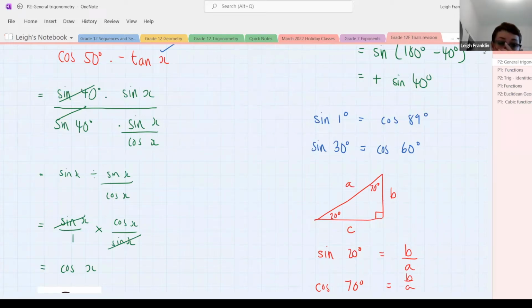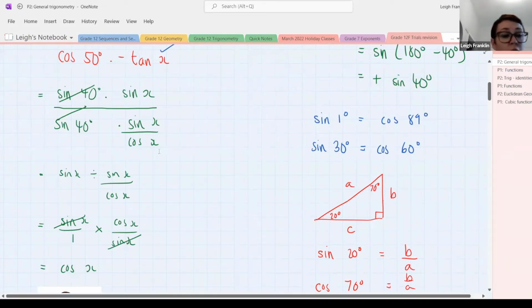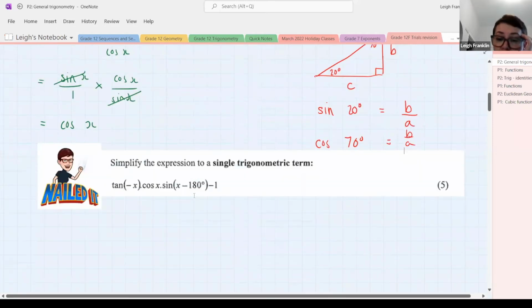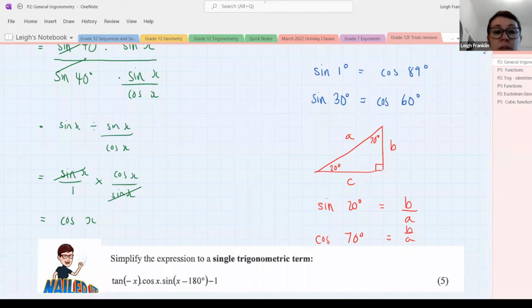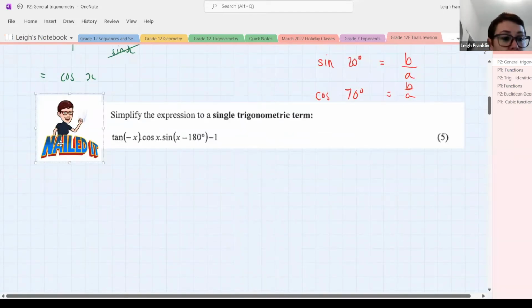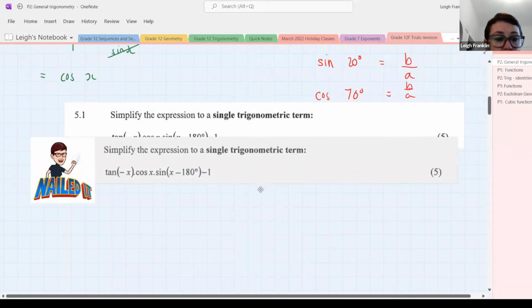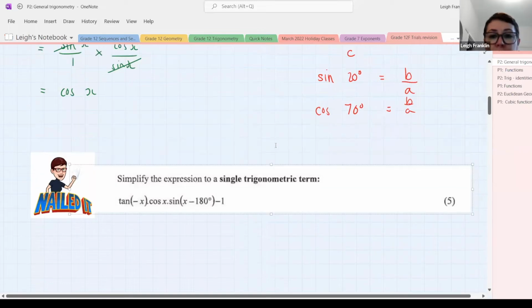Very, very important for matric. Otherwise you cannot simplify something like this if you don't know your co-ratios. So very important that you learn that. How are you feeling, matrix? Is that making sense? Are we ready to move on to the next question?